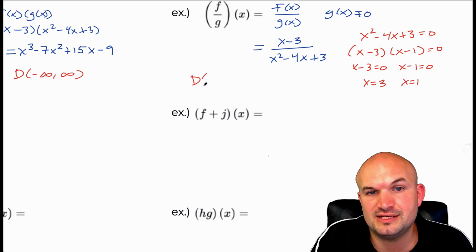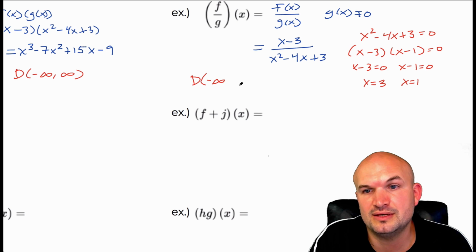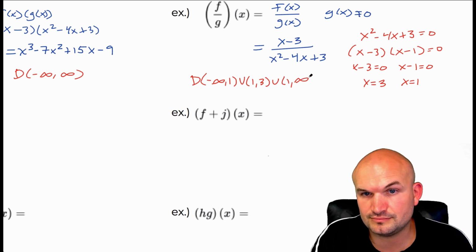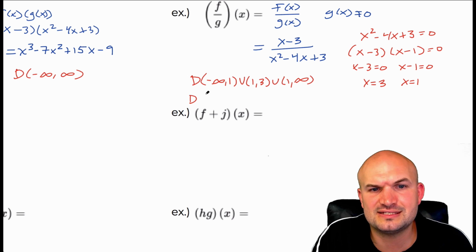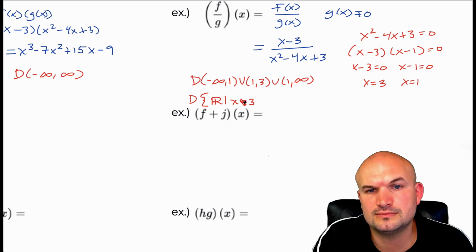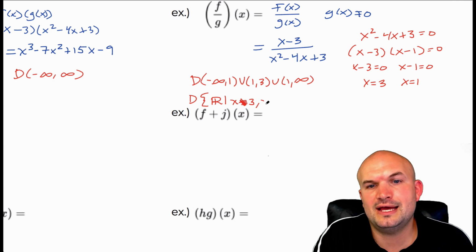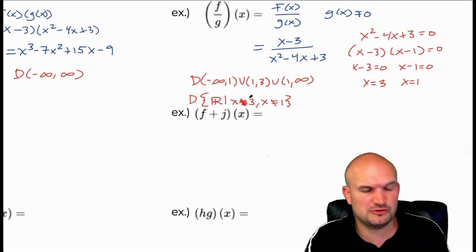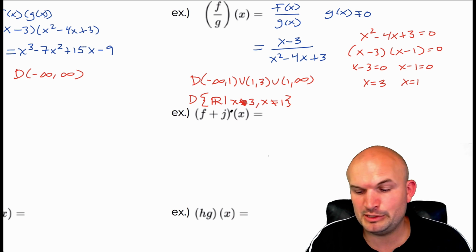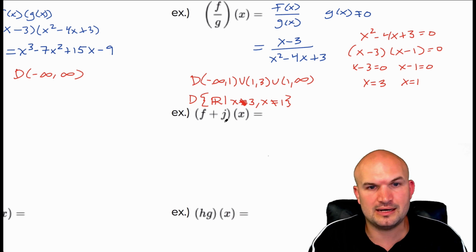So my domain in this case is going to be from negative infinity to 1, union from 1 to 3, union from 3 to infinity. Okay, and again, this is the same thing as saying the domain is all real numbers such that x cannot equal 3 and x cannot equal 1. That's just another way to write it, but this is our interval notation, which we're going to be most familiar with. All right, so that was the kind of basic one, just so you guys can see.